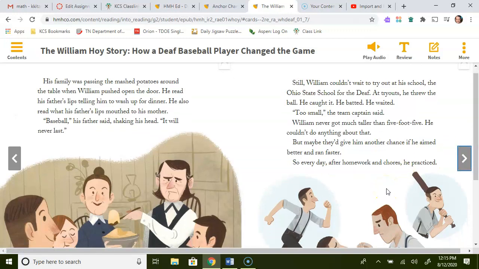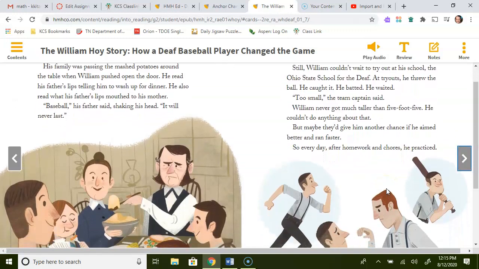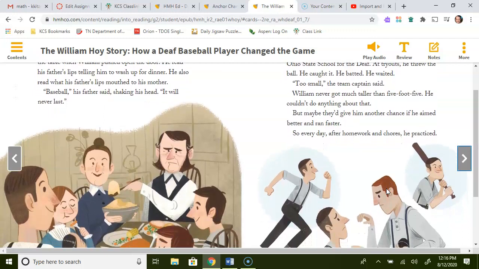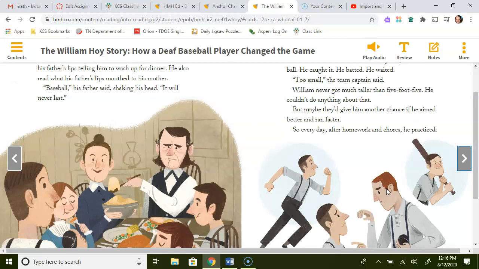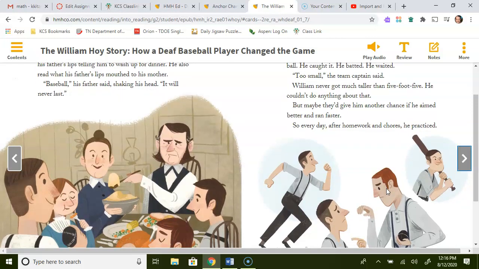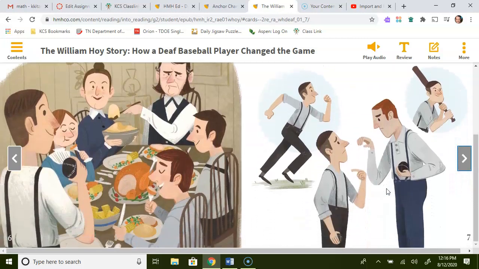His family was passing the mashed potatoes around the table when William pushed open the door. He read his father's lips telling him to wash up for dinner. He also read what his father's lips mouthed to his mother. "Baseball," his father said, shaking his head. "It will never last."